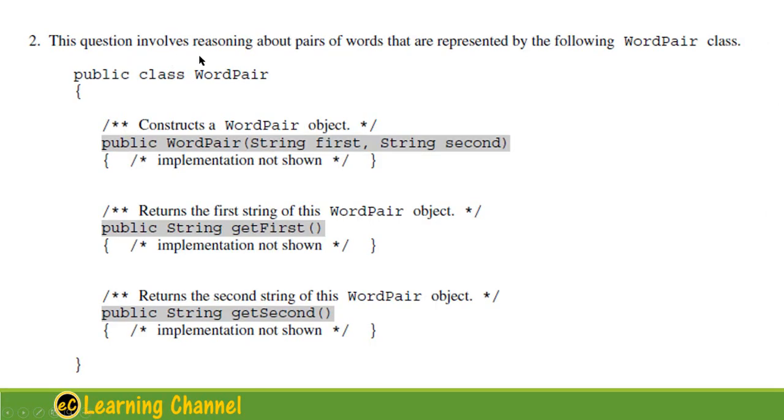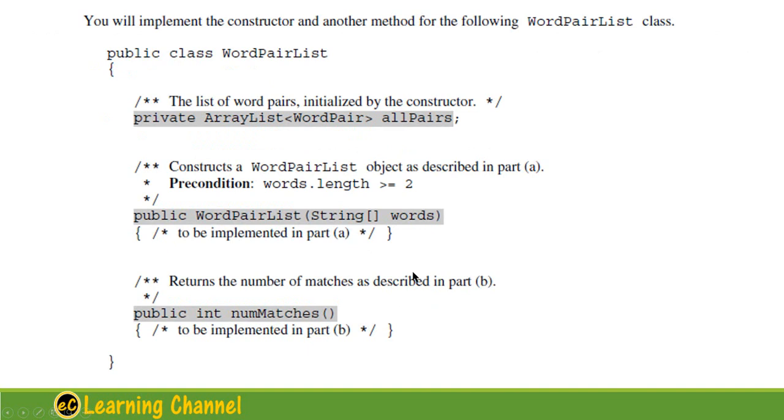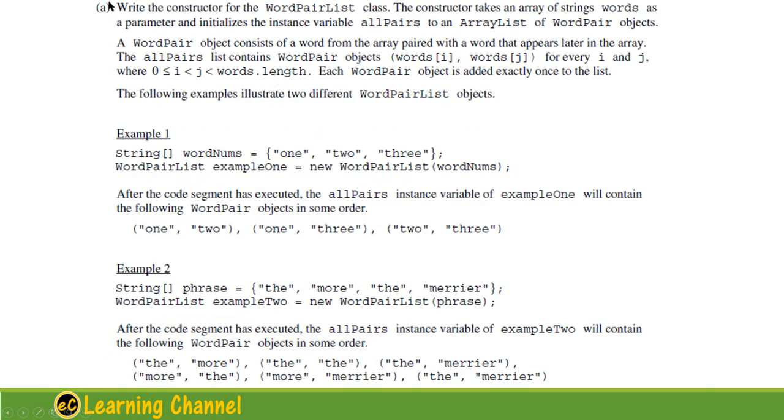Question 2 involves reasoning about pairs of words. We have a pair of words that is constructed in a class called WordPair, and then you can get first, get second. That's not difficult. And then we have a WordPairList, which contains an ArrayList of WordPair called allPairs. Then you have a constructor, that's part A, and then you have numMatches. So let's look at part A.